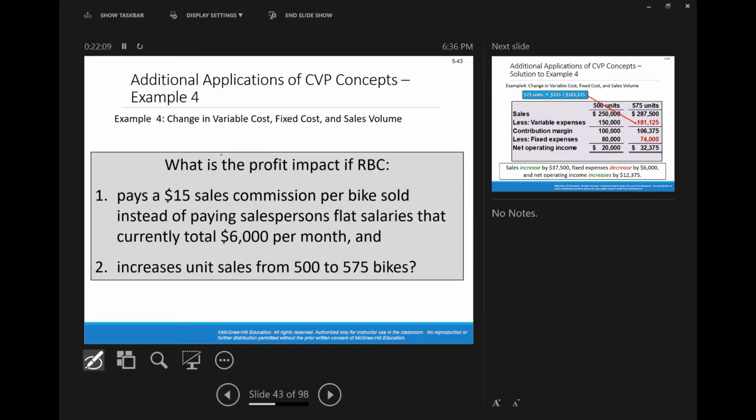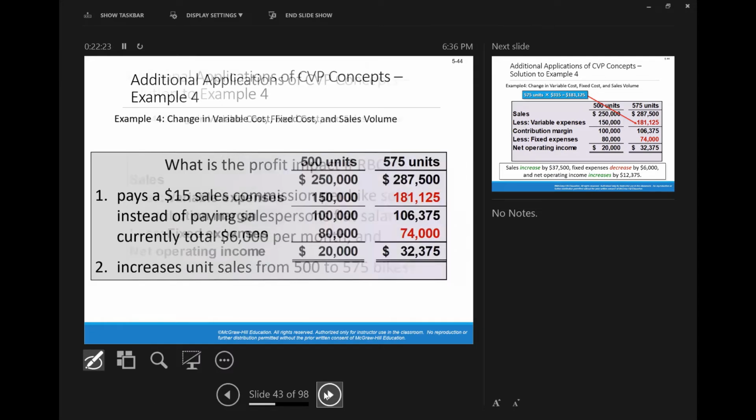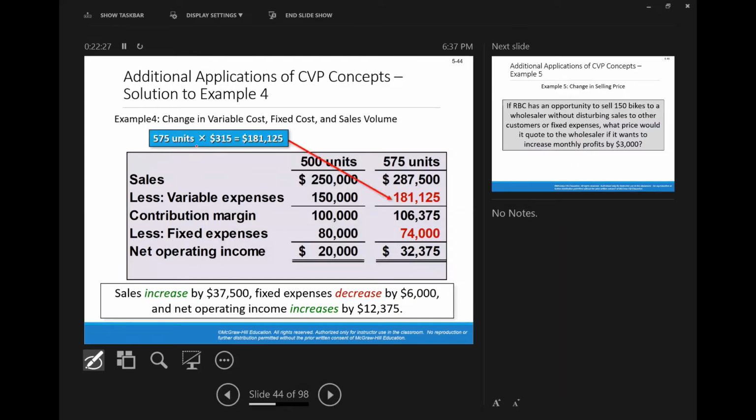So we have two changes. One is the variable expenses going up, and one is the fixed costs going down. And then we increase our unit sales from 500 to 575. So again, we're changing our quantity. Now we're going to calculate it out. Here's our 575. The 287 right here is our 575 times 500. And then our variable, we have to remember that that changed. So now we have the 575 times 315, because we now include the $15 commission for the product.